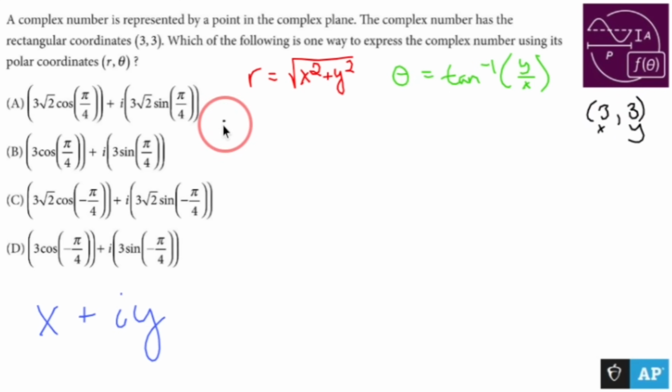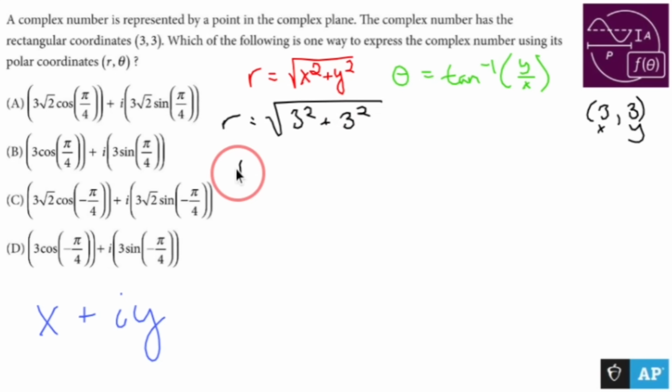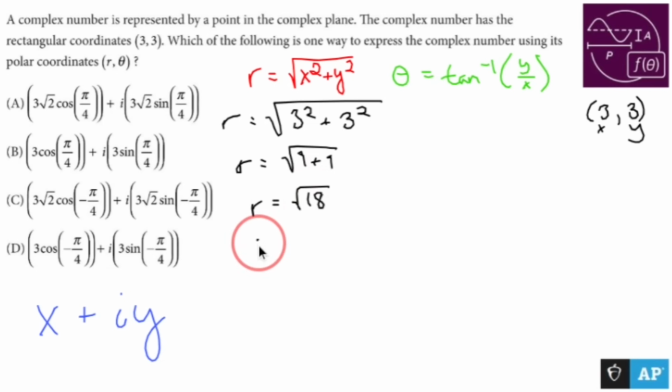Happy day. So my r is going to be the square root of 3 squared plus 3 squared, which is the square root of 9 plus 9, which is the square root of 18. And this is the same thing as 9 times 2. So rip out that 9 and make it 3 root 2. So there's my r. So that's part 1. We have an r. And my r is going to be 3 root 2, which allows me to eliminate 2 answers, but we'll get to that. Thing number 2 is I need my theta.